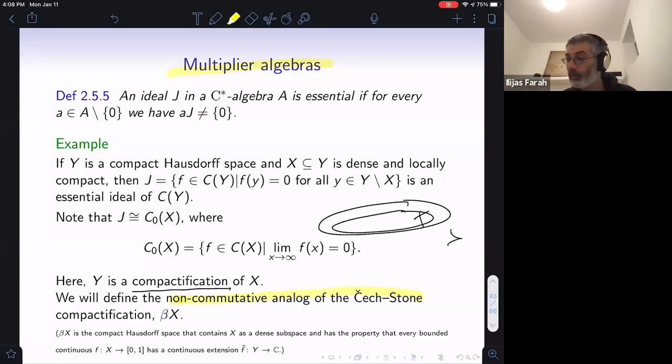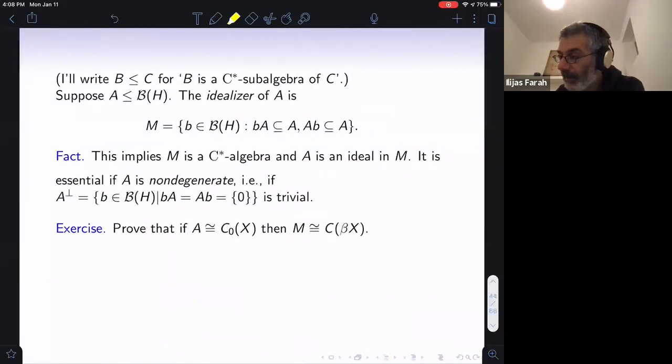What I want to do right now is start from this ideal, from a non-unital C-star algebra, and then produce some other C-star algebra inside which this algebra fits as an essential ideal. And that something is as big as possible. So again, this notation, B ≤ C, means that B is a C-star subalgebra of C.